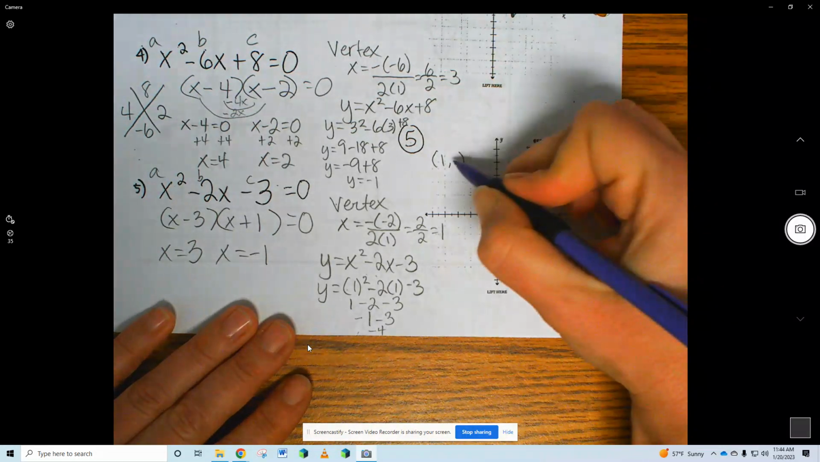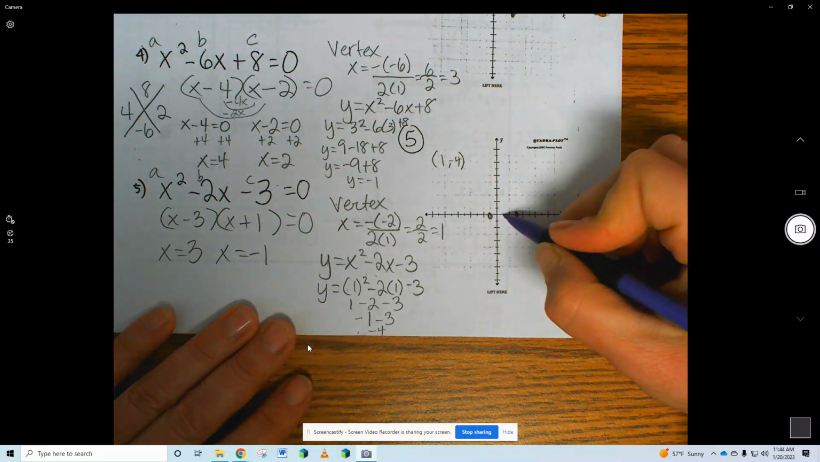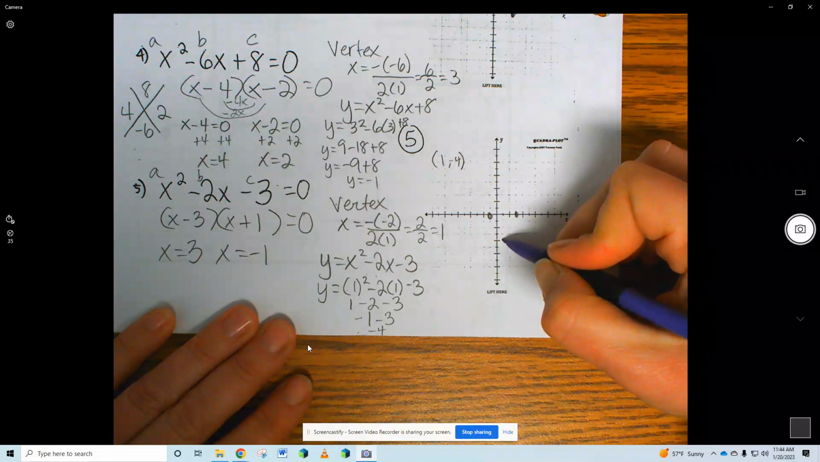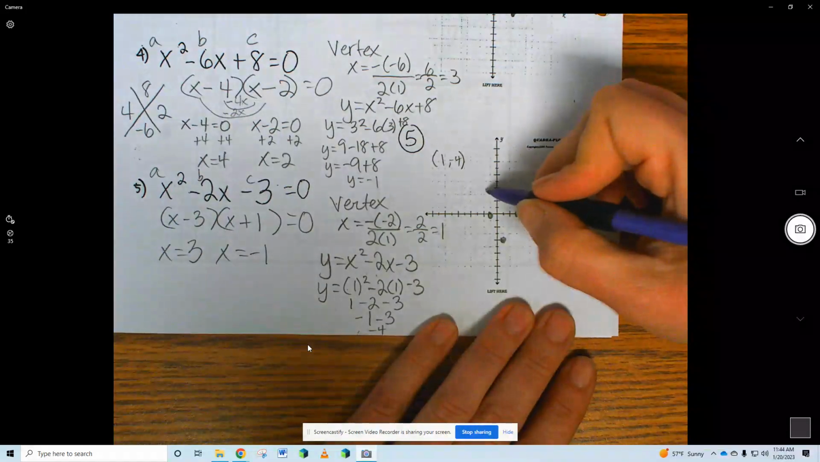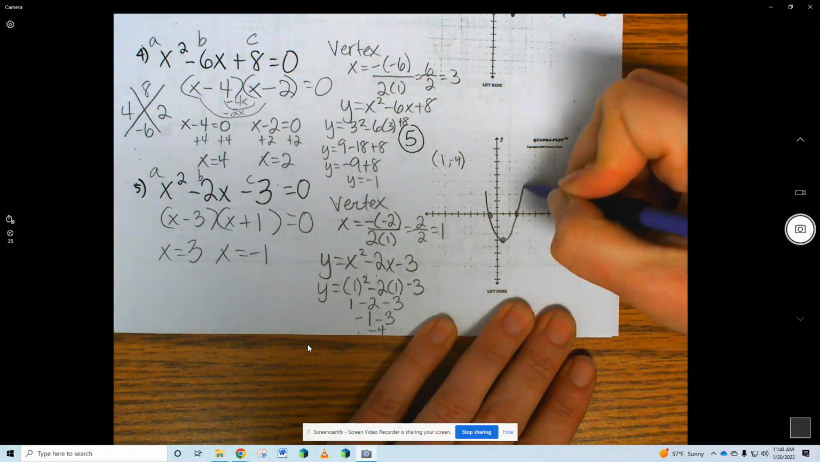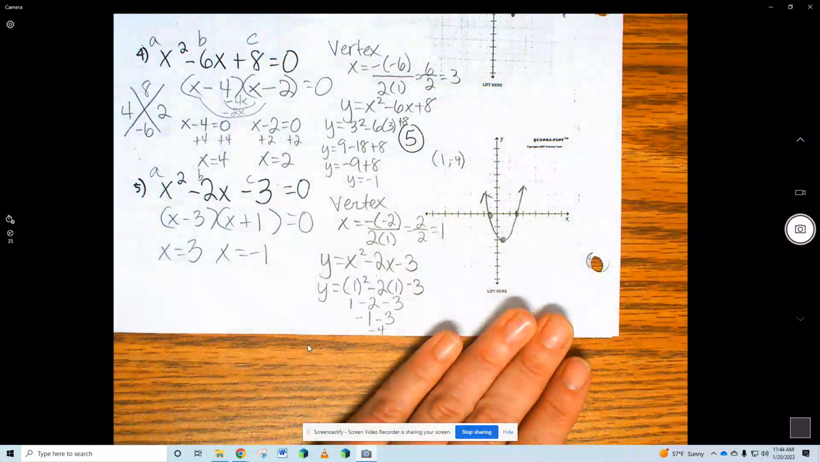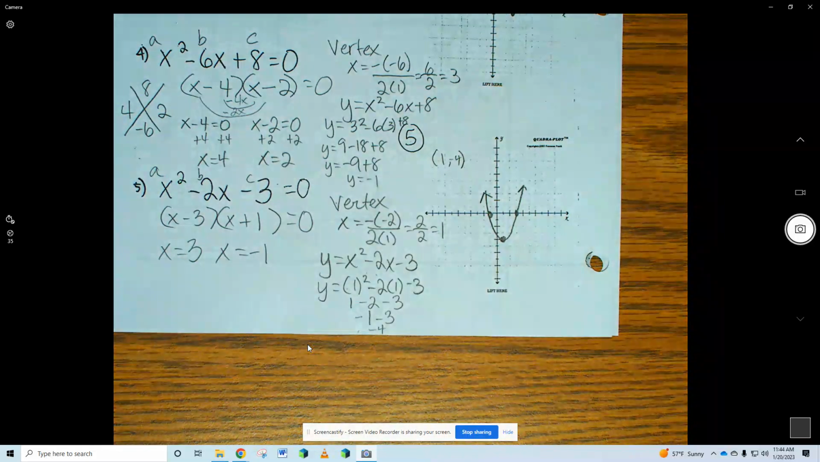Negative 4 over 1 down 4. 1, 2, 3, 4. Hey, what do you know? It's right in the middle. Oh, wow. If it's not in the middle, then you did something wrong. Oh, good.